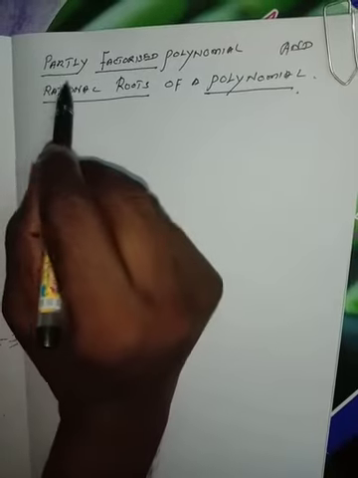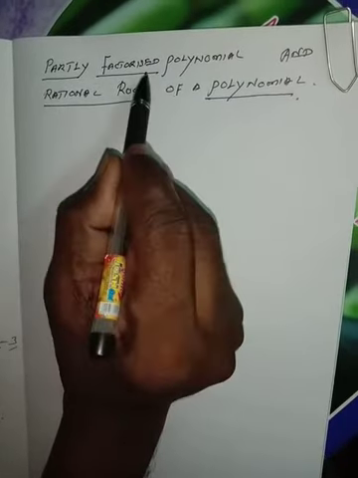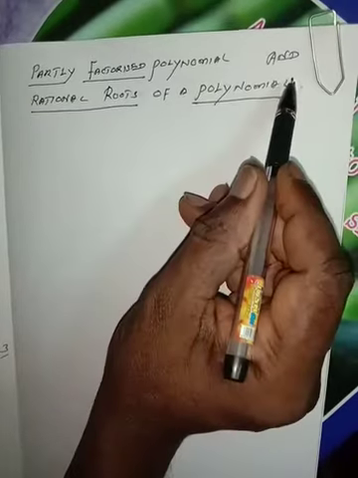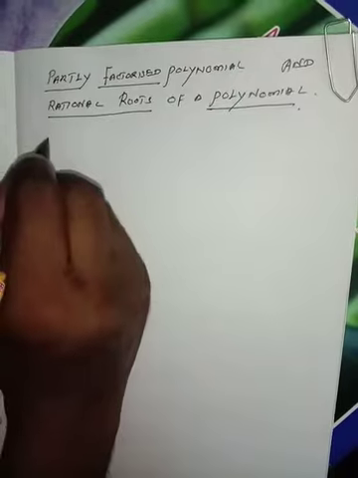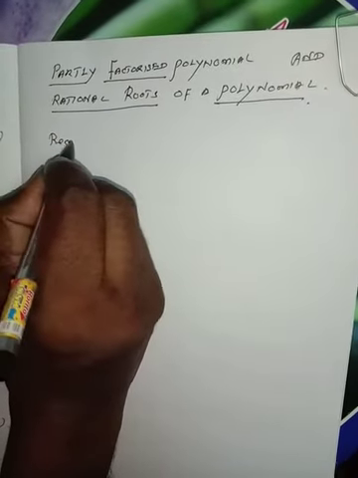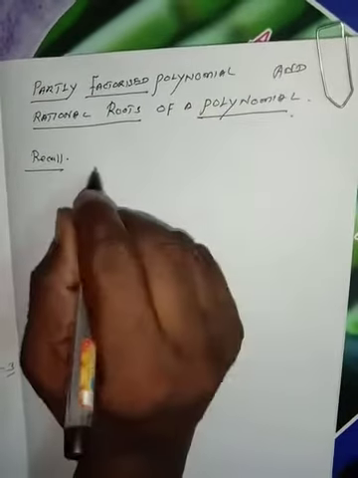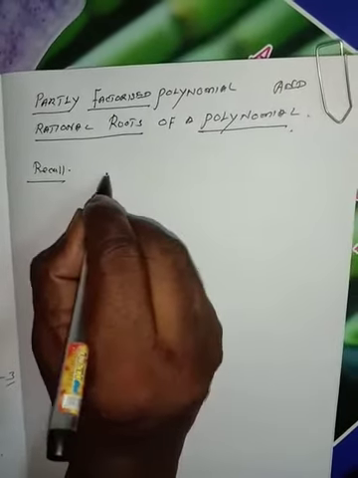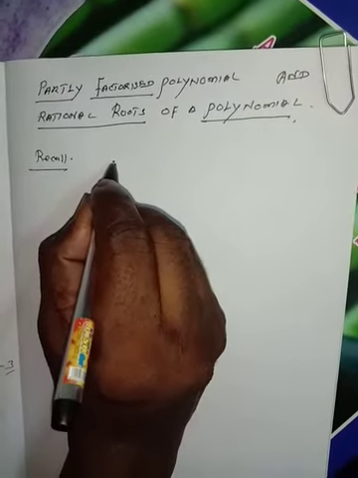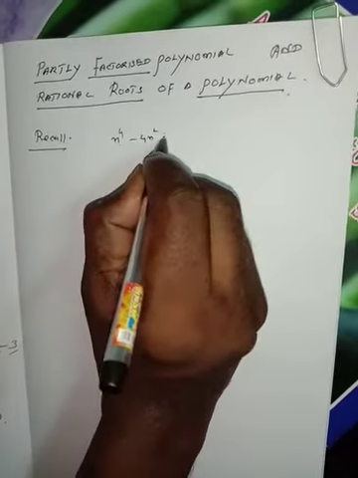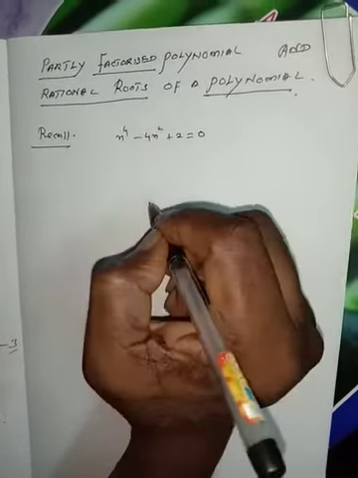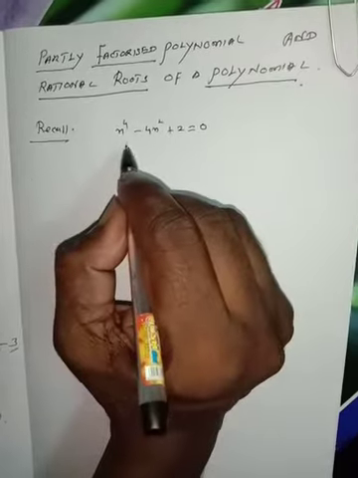Good morning, students. Today's topic is partly factorized polynomials and the rational roots of a polynomial. First, recall partly factorized polynomials. Suppose a fourth degree equation is given, for example, x to the power of 4 minus 4x square plus 2 is equal to 0. How to solve the problem? Using the partly factorized method.